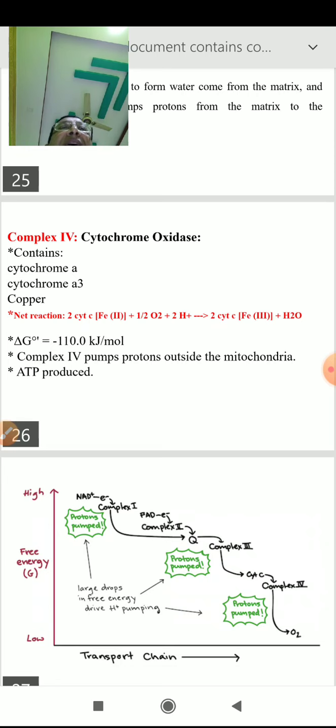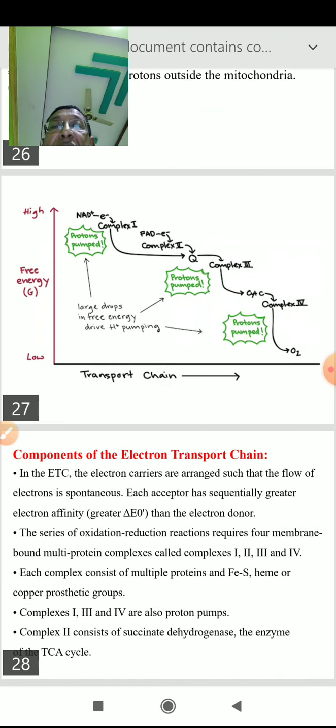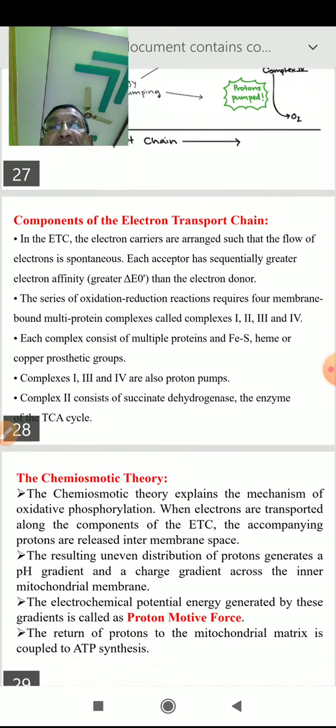Okay. Next, what will happen: this electron from complex 3 will move to cytochrome C, which is part of complex 4, and ultimately that electron comes into the matrix side again. That electron again combines with half of oxygen and hydrogen, and ultimately it gives rise to water. So in this slide I have shown how the transport chain is going on, and free energy is moving from higher potential to lower potential. So in my next slides, the components of the electron transport system.